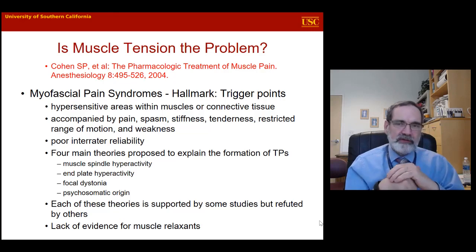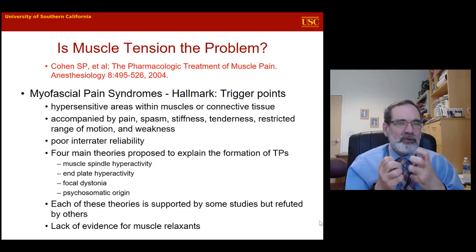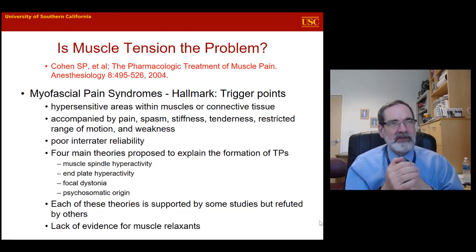Why do trigger points happen? There are a lot of different theories out there. Some say there's an underlying condition causing hyperactivity of the muscle spindle, which regulates the tension in the muscle. There may be end plate hyperactivity, again involving the muscle. There may be a focal dystonia, an abnormality in the muscle that's probably neurologically driven. And there may be psychological issues driving increased muscle tension, and over prolonged times those can drive trigger points.